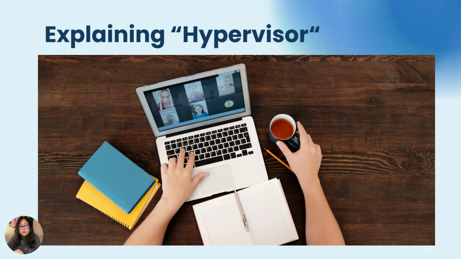And then Type 2, the hosted hypervisor, is installed on top of an existing operating system like an app, like Oracle VirtualBox. These are easier to set up and are more common for personal use, testing, or development, but they're slightly slower since they have to go through the host OS first.